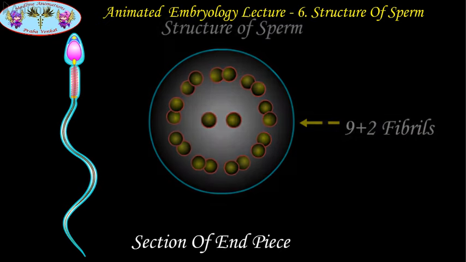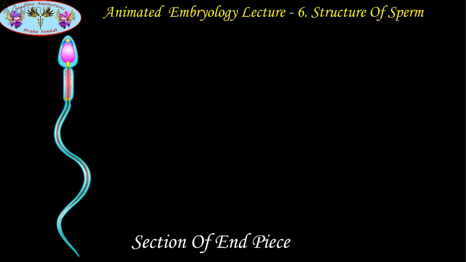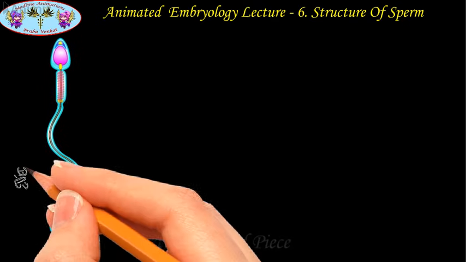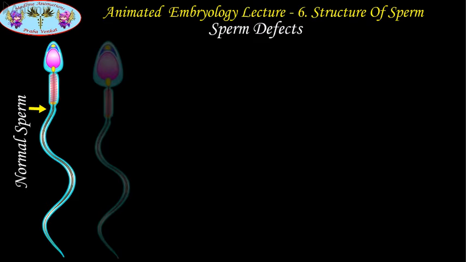Next, let's see the sperm defects. As sperms are produced in large scale, defective sperms are very common even in a normal adult male, and the percentage varies from person to person. Let's see some of the sperm defects.